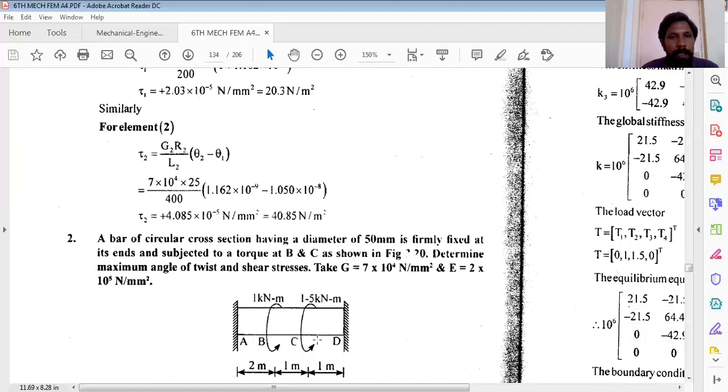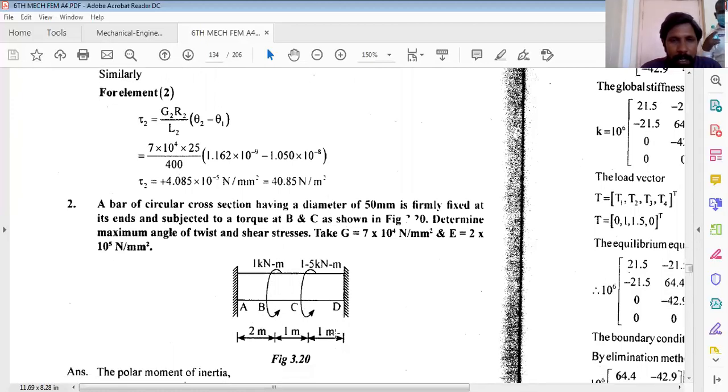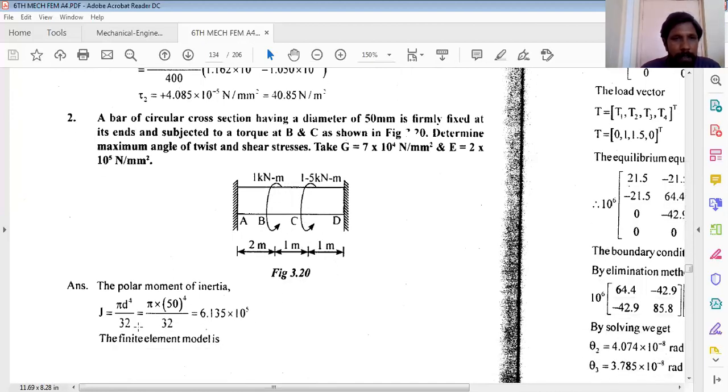Similar to this, the second problem is a uniform shaft subjected to 1 kilonewton meter and 1.5 kilonewton meter twisting moments or torques at two different locations. We have the length of the first member AB as 2 meter, BC as 1 meter and CD as 1 meter. We can calculate the polar moment of inertia J. It is a uniform bar, so J is pi d to the power of 4 by 32. We know the diameter of the member is 50 mm, so we can calculate the polar moment of inertia here.